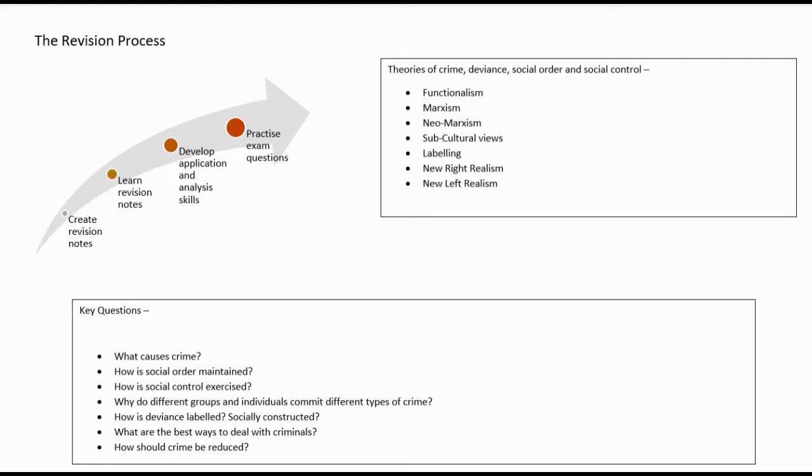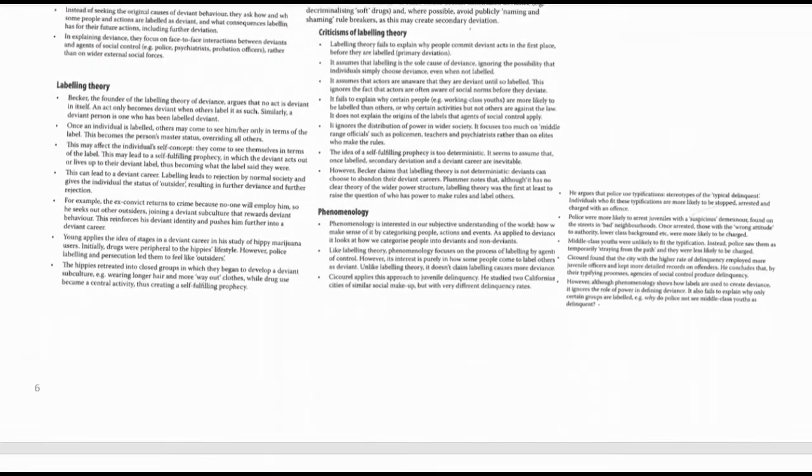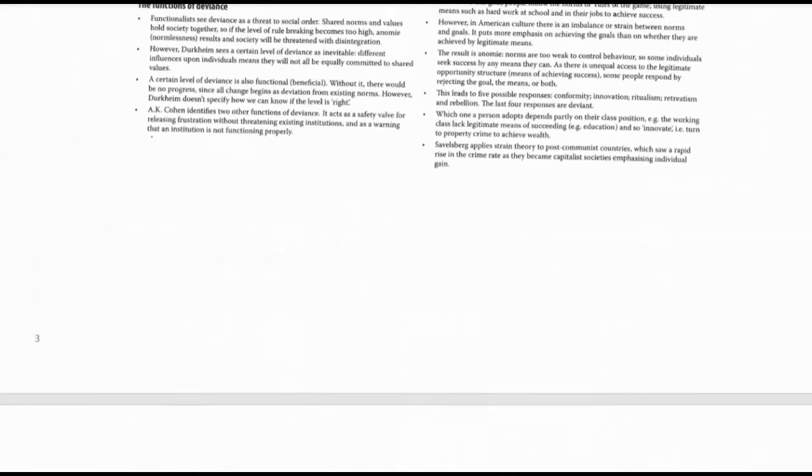Okay, so we've got a little overview there of the 7 main theories, and we want to start thinking about how we would revise. First part of revise is to create some revision notes. Now, you've seen this material before. Here are some general overviews for functionalism, for Marxism and Neo Marxism, for subcultural theories, for labeling theory, for New Left, and for New Right. And what you need to do to create your revision notes is you need, for each of the theories, to take this as a starting point and create some revision notes.